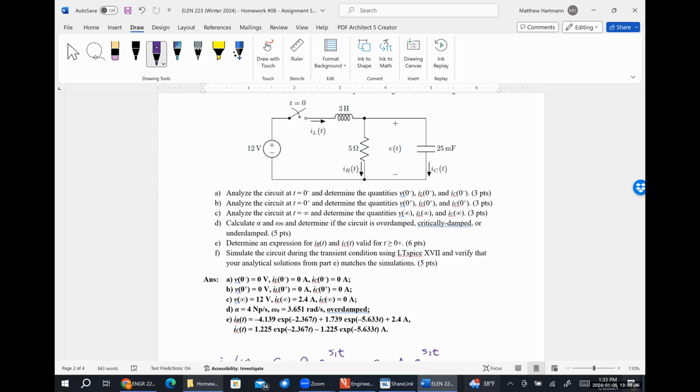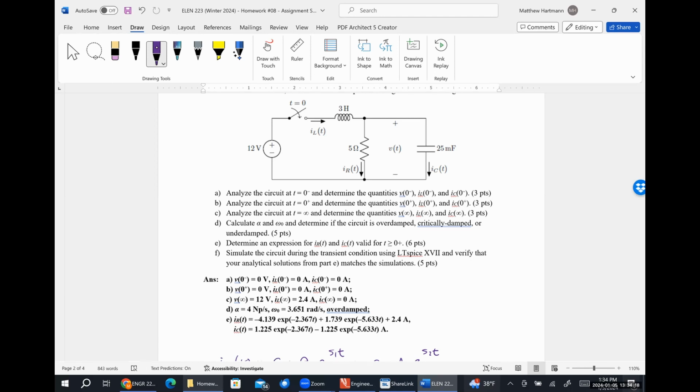Would that be the final equation? So this is an overdamped circuit, so your voltage would be A1 e to the S1t plus A2 e to the S2t. Divide that by 5 ohms and that's your resistor current. Yeah. Ohm's law is Ohm's law. Why does it need to be more difficult than that? I agree.